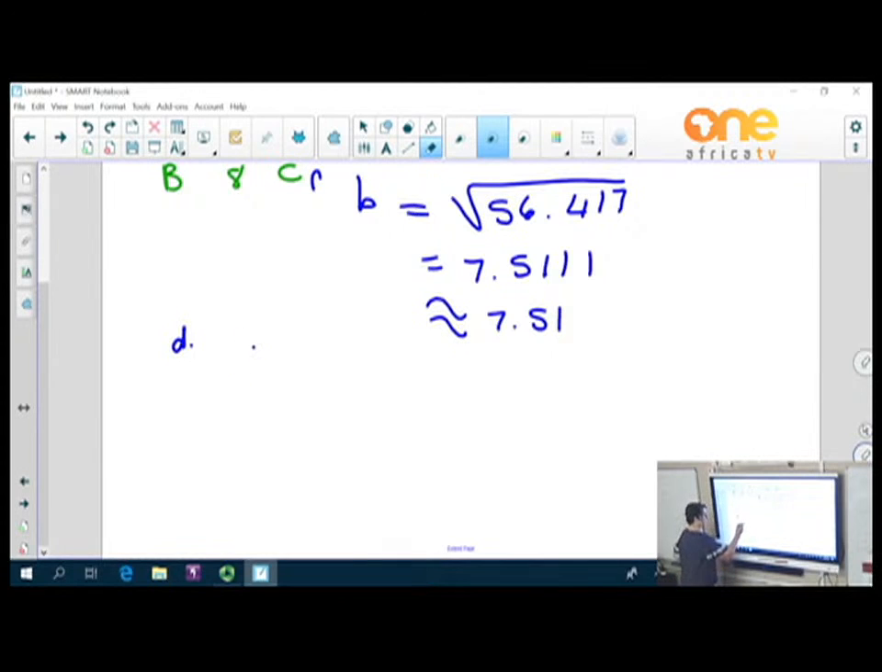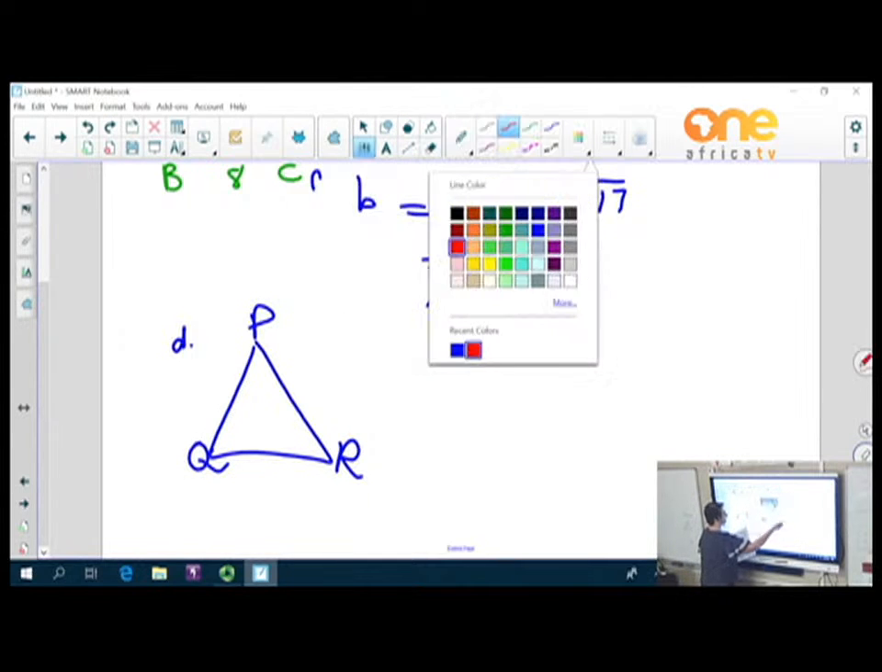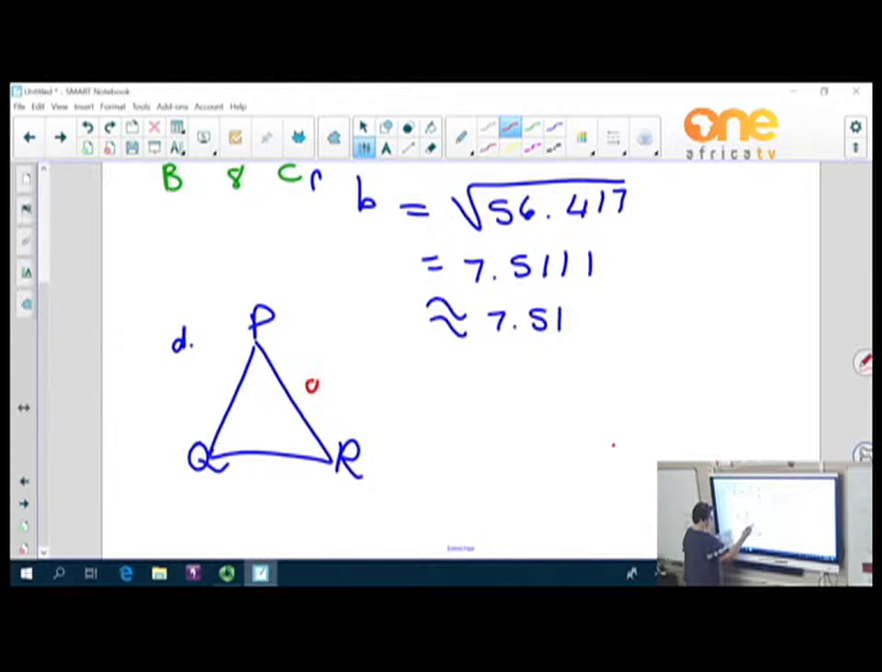So this is triangle PQR. We have to draw it to understand which one is which. So this is Q, this is P, this is R. They say R is 6 millimeters, P is 7 millimeters, and Q is 101 degrees. This is now an obtuse angle that we have there, and that will play a role.